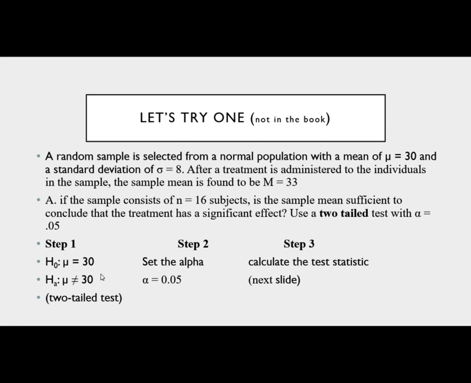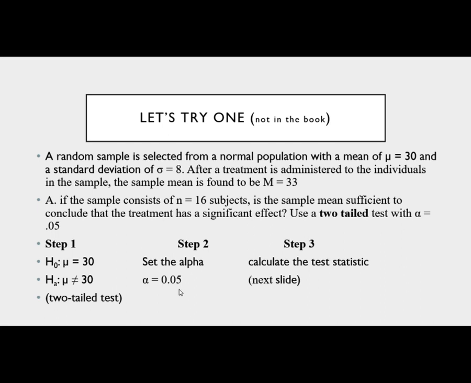So step 1 is to state your hypotheses. So the null hypothesis is that mu is equal to 30, and the alternate is just that mu is not equal to 30. So we have a two-tailed test, right? We're not saying it's bigger or smaller, we're just saying it's not, because I said use a two-tailed test. Step 2 is set the alpha level, and we've already been told to use an alpha of 0.05.